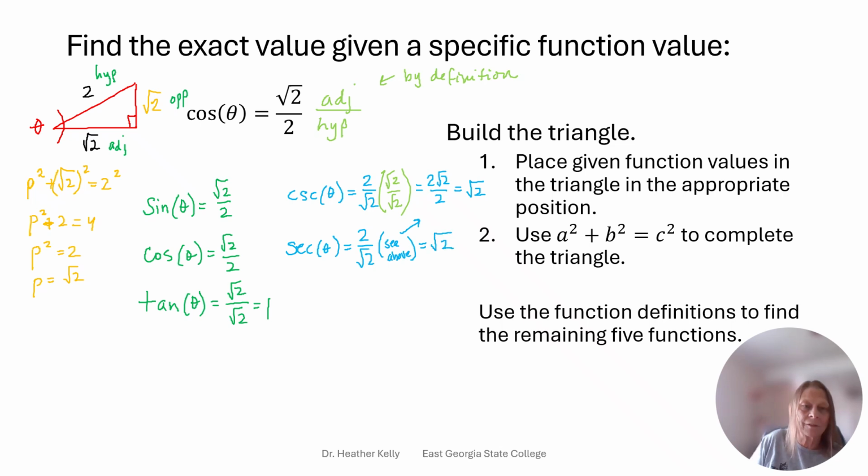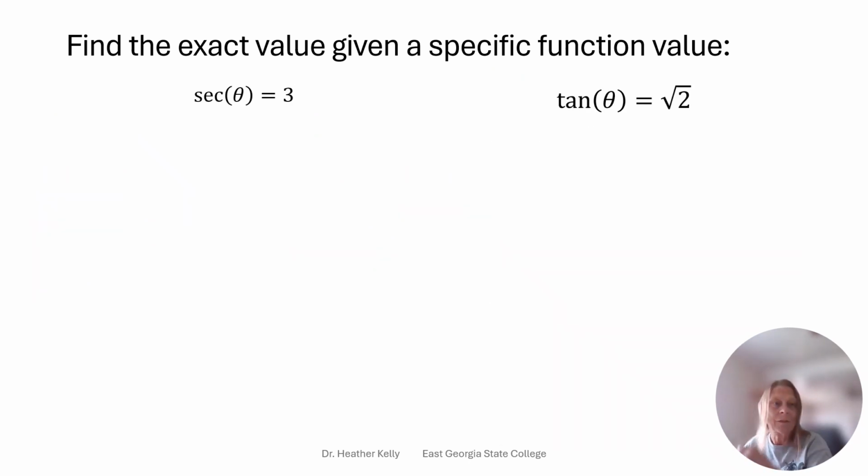For the steps. And then cotangent of theta is the reciprocal there, so I'm just going to write 1. Okay. So let me do another one, and then I'll give you one to do. You know how I do.